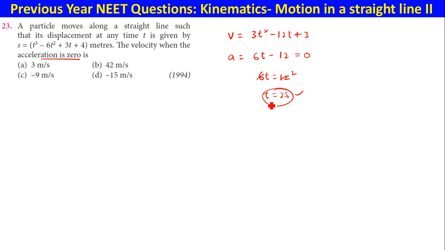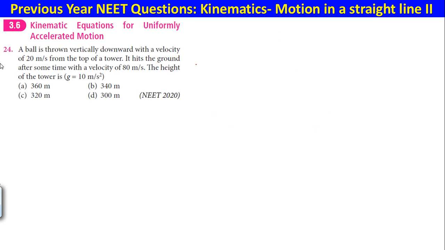Now just take this t is equal to 2 and substitute here, then you get velocity when acceleration is 0. Now 3 into 2 square, 2 square means 4, 3 fours are 12, minus 12 into 2, 24, plus 3. Now here 12 plus 3 is nothing but 15, 15 minus 24 is minus 9 meter per second. So what is the answer here? Option C. Clear now?